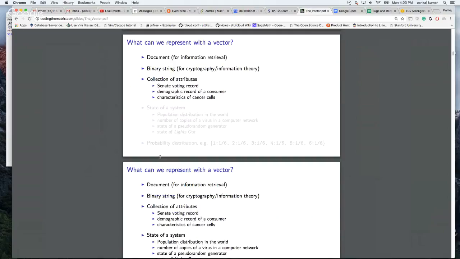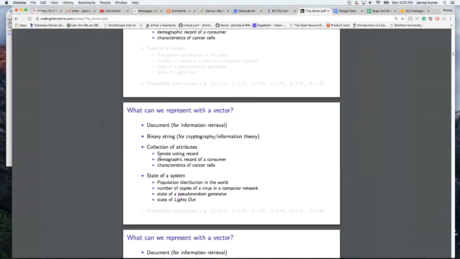State of a system can be a vector. Population of different countries can be represented as a vector. The state of a pseudorandom generator at various times after each output can be a vector.